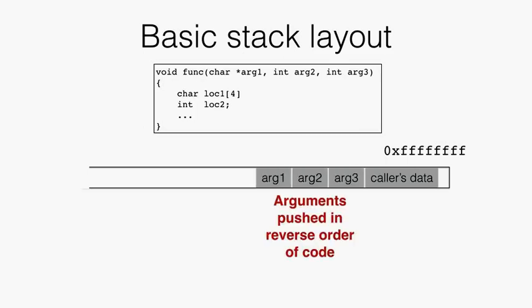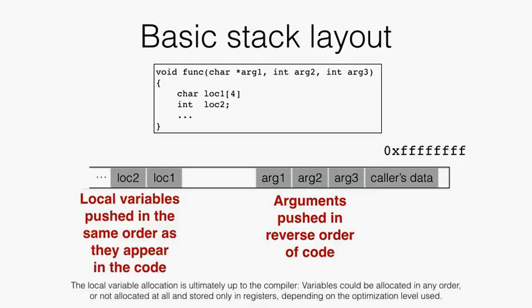When the caller goes to call this function, it's going to push the arguments in reverse order of the code. So remember, the stack grows from the right to the left, that is, from the top addresses to the bottom addresses. So we see then that arg3 comes first, then arg2, then arg1. That is the opposite order of the program.